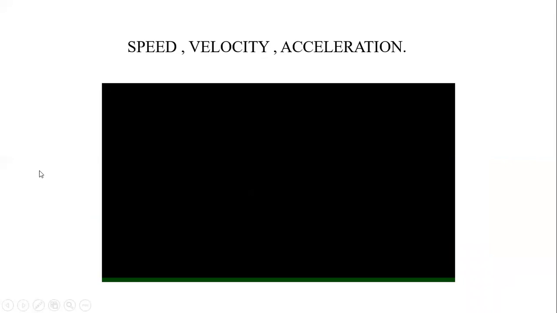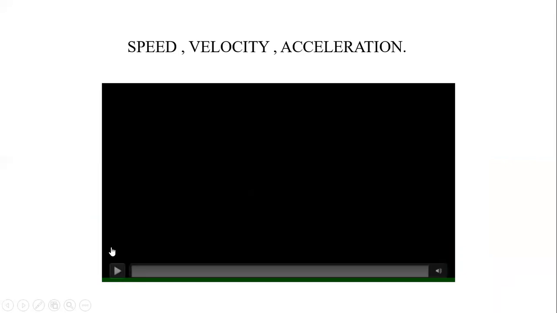The most important terms to know kinematics are speed, velocity, and acceleration. To understand their concept, have a look at a video.